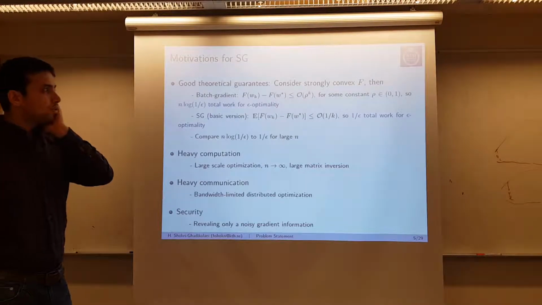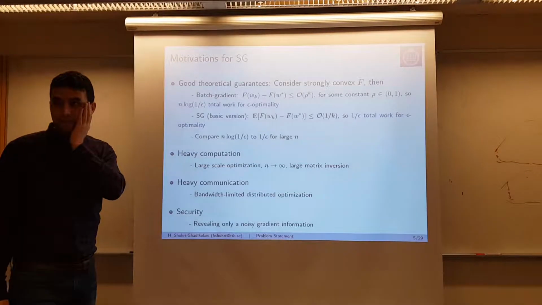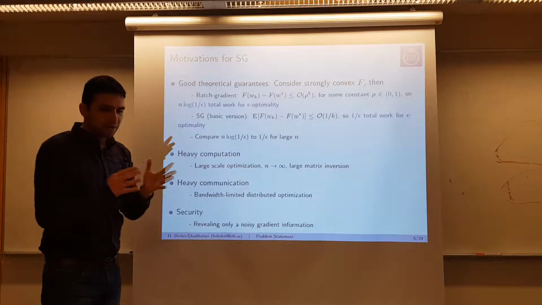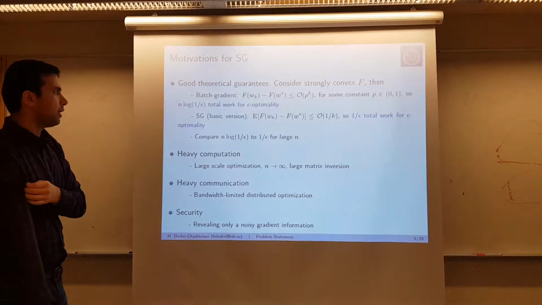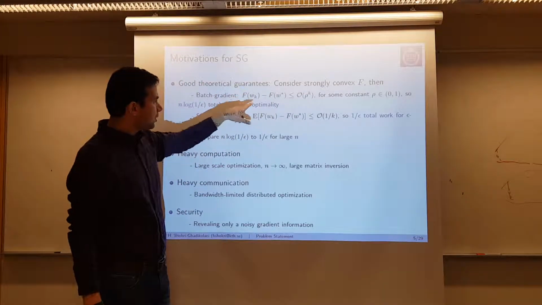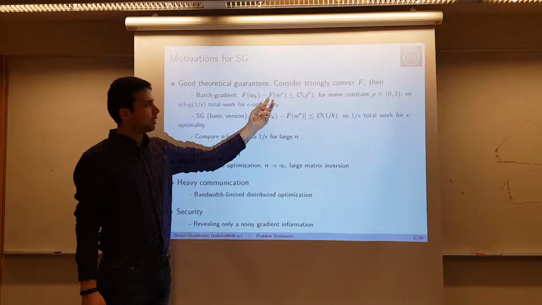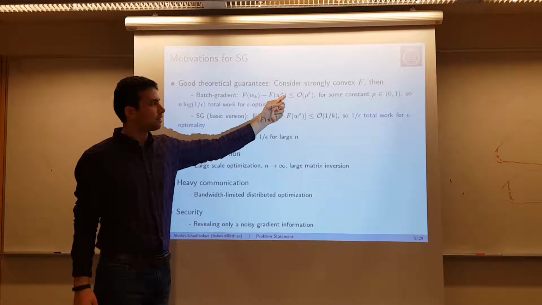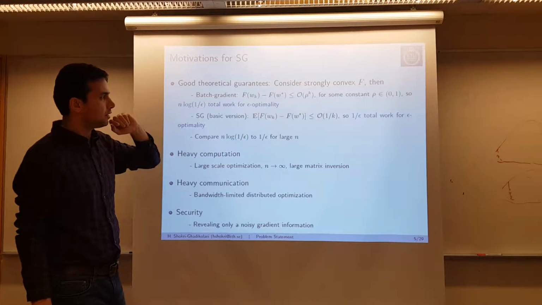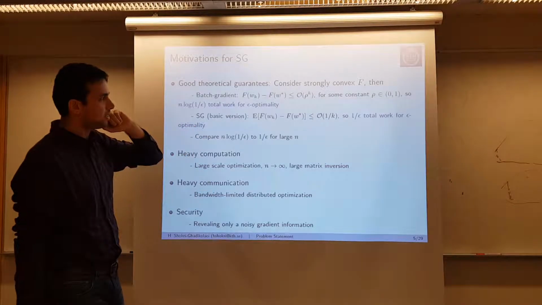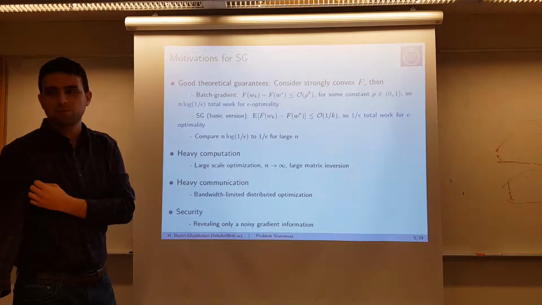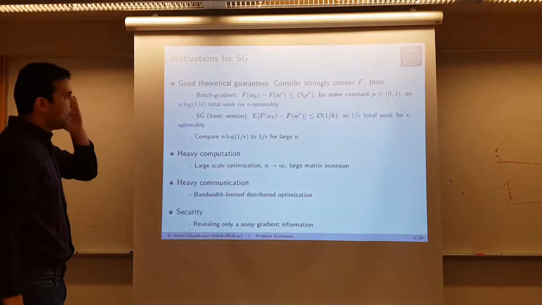Some motivations, of course, we would have some theoretical guarantees for that. For the batch gradient, again, what's batch gradient? You have the whole gradient for all those points. Okay, so for batch gradient, at iteration k, the function that you evaluate minus the optimal function, the loss that you can have if you have the best w, would be, as k goes to infinity, in the order of rho to the power k for some constant rho between 0 and 1. This is called linear convergence, okay?